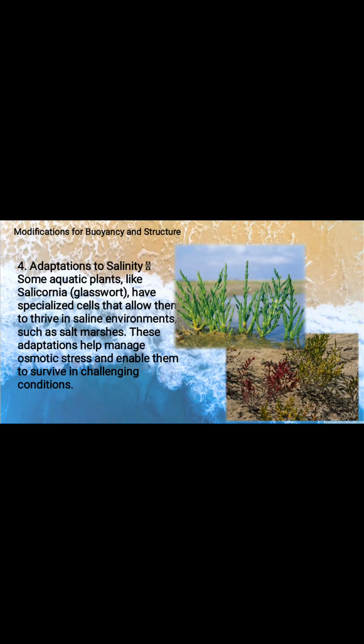Thanks, Nichelle. Some aquatic plants, like Salicornia or glasswort, have specialized cells that allow them to thrive in saline environments, such as salt marshes. These plants are equipped with mechanisms to manage osmotic stress, enabling them to survive in water with high salt content. This adaptation is crucial for survival in coastal regions or areas with fluctuating salinity levels.